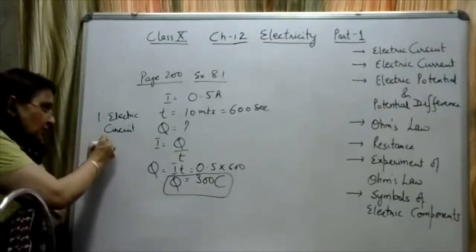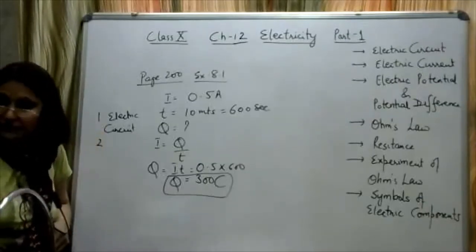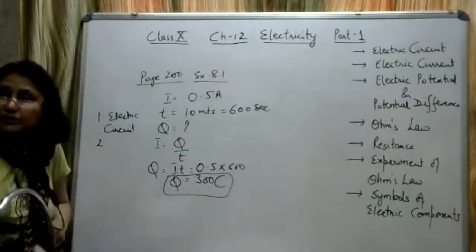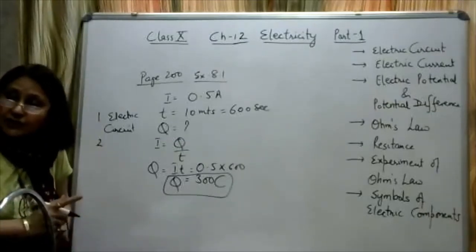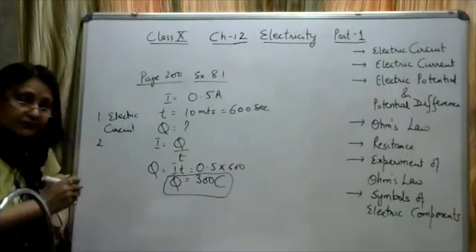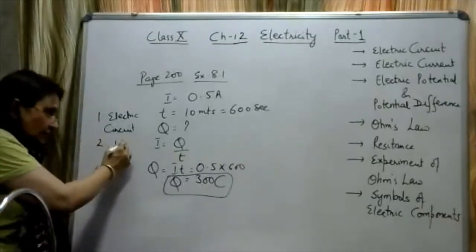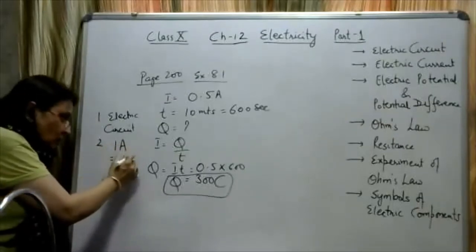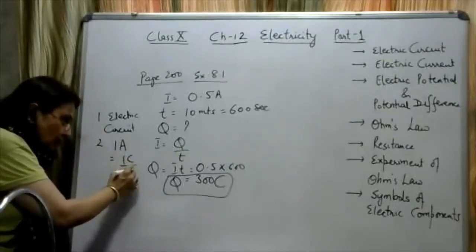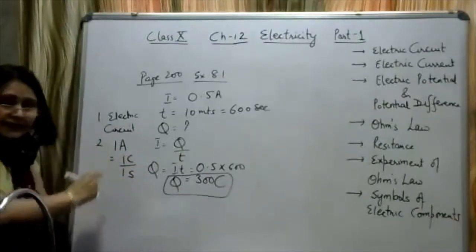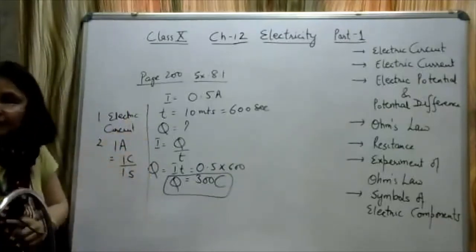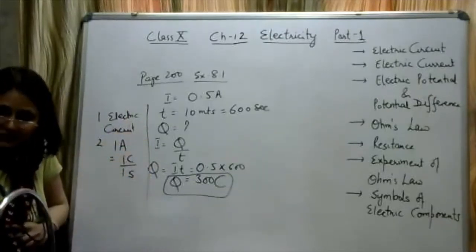Question number 2 is, define the unit of current. Here it is not asked what the unit of current is. We know that the unit of current is ampere, so here we have to define 1 ampere. 1 ampere is equal to 1 coulomb of charge flown for 1 second. When 1 coulomb of charge flows for 1 second, we say that the current is 1 ampere.